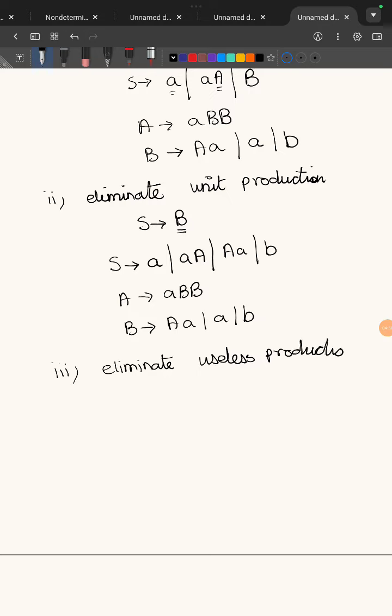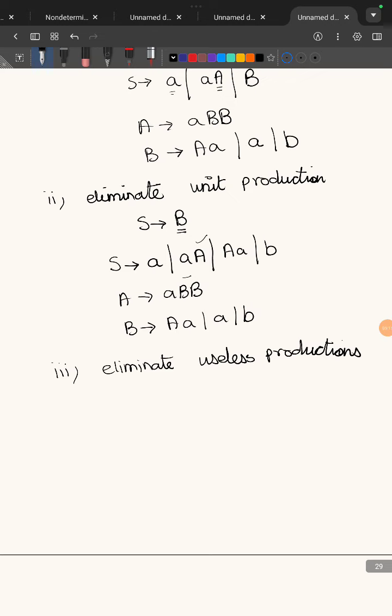Now there are two parts in this. One is non-generating, the other is non-reachable. From S, A is reachable, right? From A, B is reachable. That's it. We have S, A, B. Now all the three variables are reachable from S. So there are no unreachable productions over here. So all are reachable only.